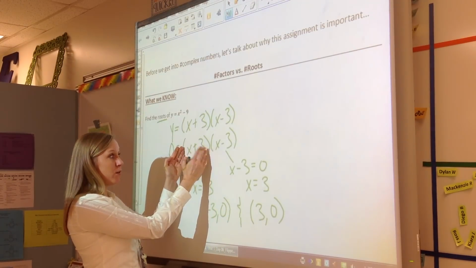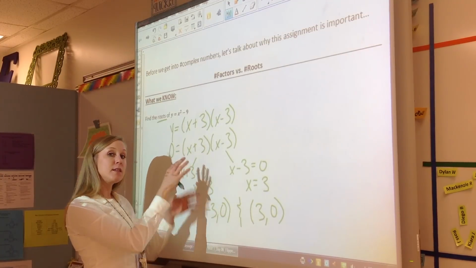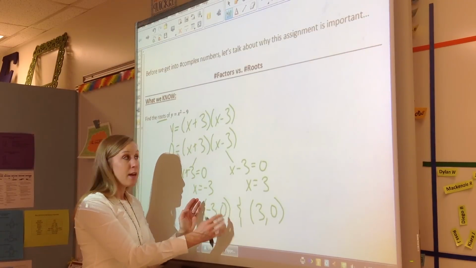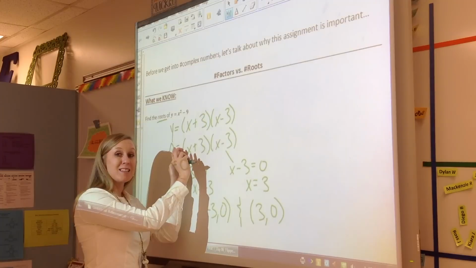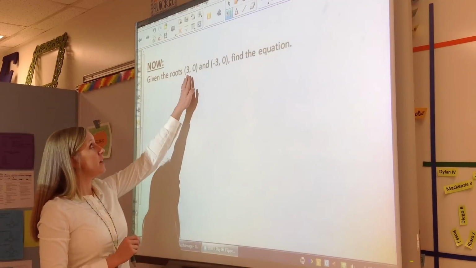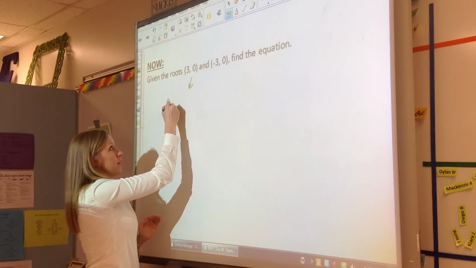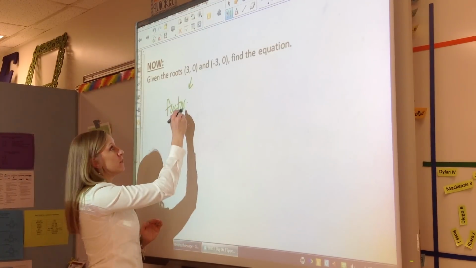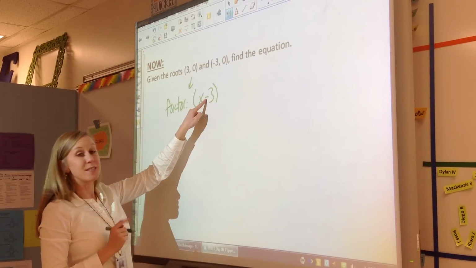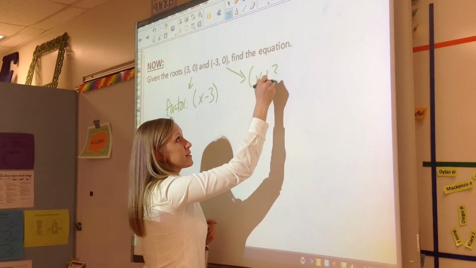And the binomial has x plus 3, and the root is negative 3. So you can see the relationship between the root and the factor is that if you're given a root, then in the factored form, it's just the opposite sign. So here's what that would look like here. If I'm given the root of (3, 0), then a factor of that root would be x minus 3, because it's positive here, so it's negative in the root. And so for this one, the factor would be x plus 3.